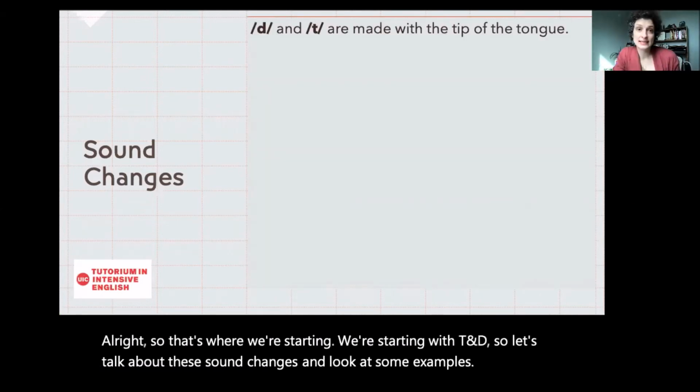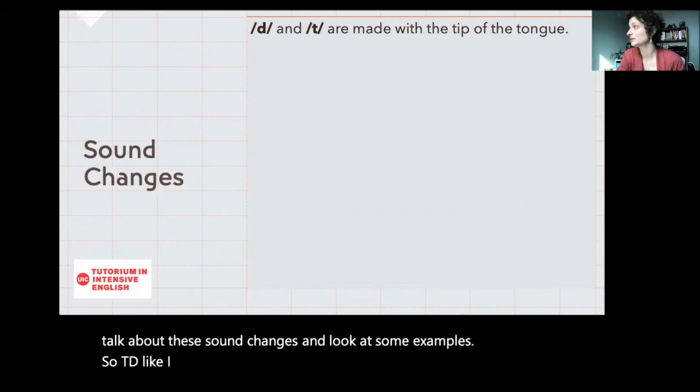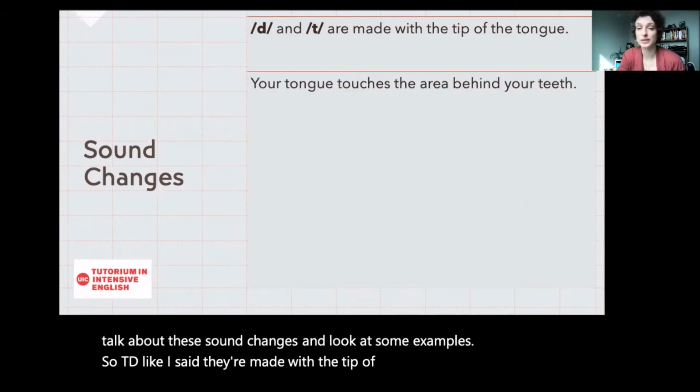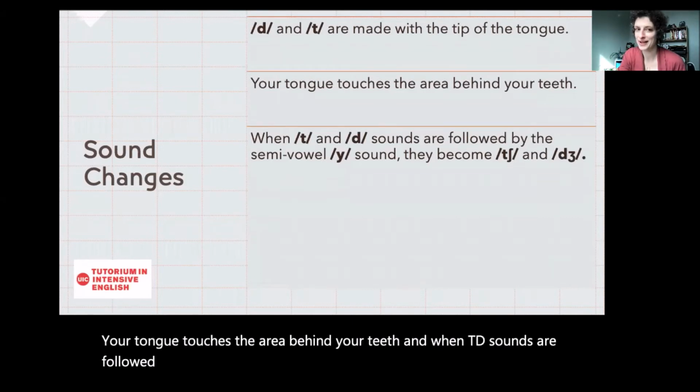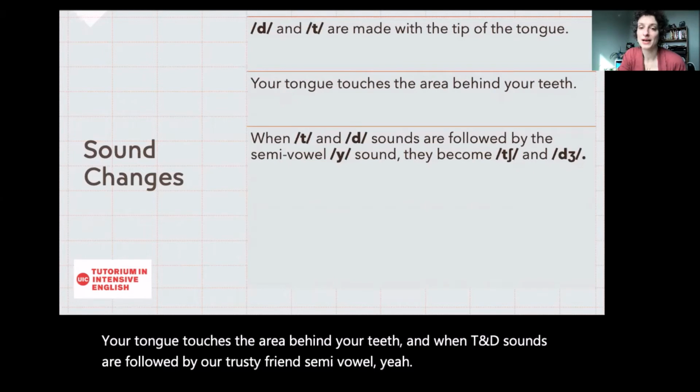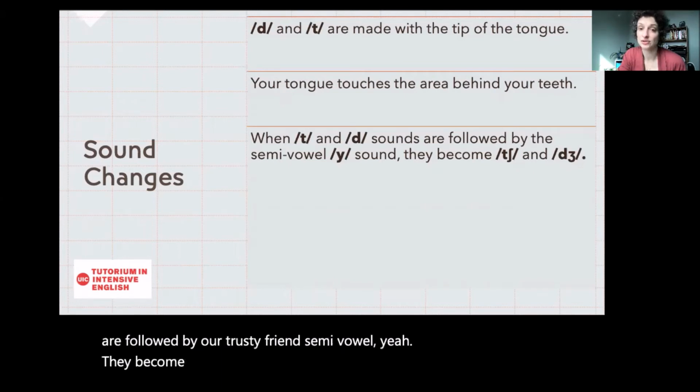So T and D, like I said, they're made with the tip of the tongue. Your tongue touches the area behind your teeth. And when T and D sounds are followed by our trusty friend, the semi-vowel y, they become ch and j, respectively, meaning T becomes ch and D becomes j.